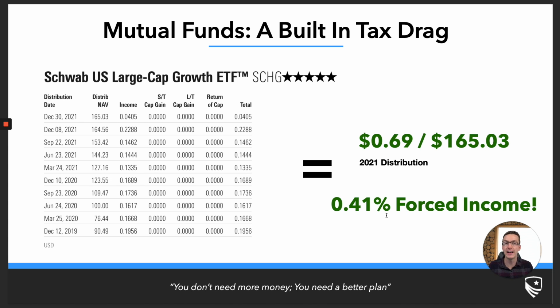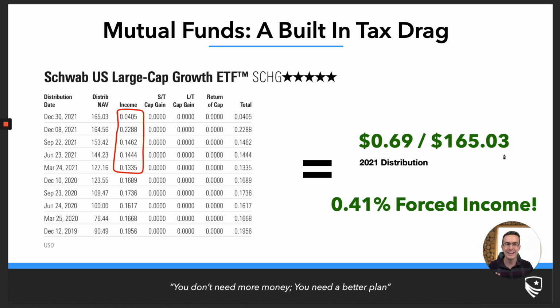ETFs are much more tax efficient than mutual funds. And so they could own something like Schwab US Large Cap Growth, and both of these are US Large Cap Growth funds, but the ETF is going to be much more tax efficient. But we see dividend distributions here of a total of 69 cents. Now again, 69 cents doesn't mean a whole lot in terms of a distribution. We have to compare that to the share price.